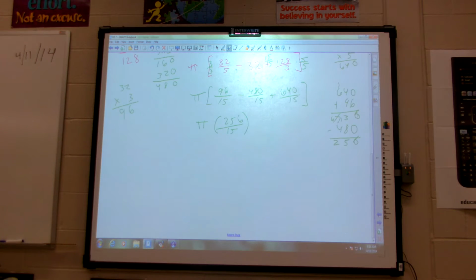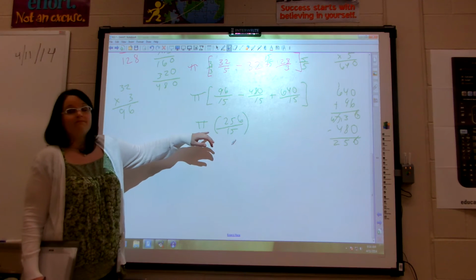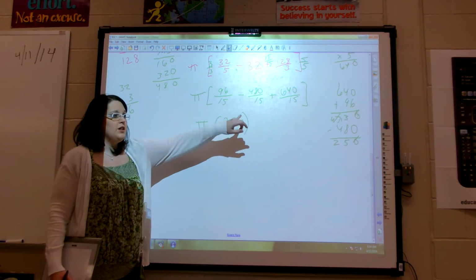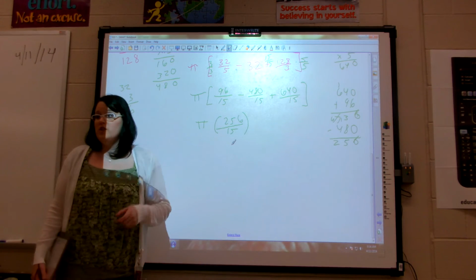But let's see, does that reduce? Well, 5 won't go into it, right? Will 3 go into it? We have a shortcut to know if 3 goes into something. We don't need to divide. Come on, guys. You know this shortcut. How do you know if 3 goes into 256 without actually dividing? 2 plus 5 plus 6 is what? 13. Will 3 go into 13? No, so it won't reduce. Remember, add the digits.